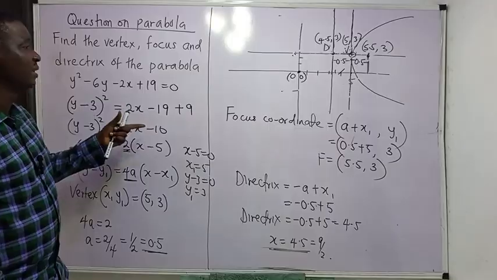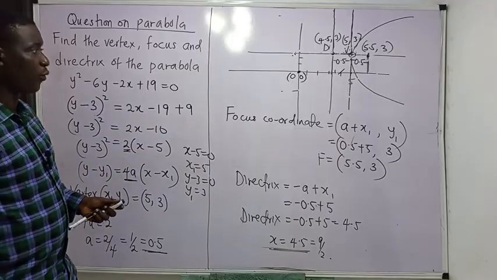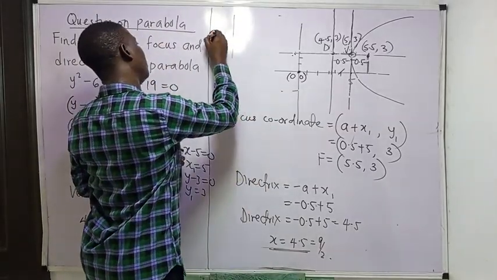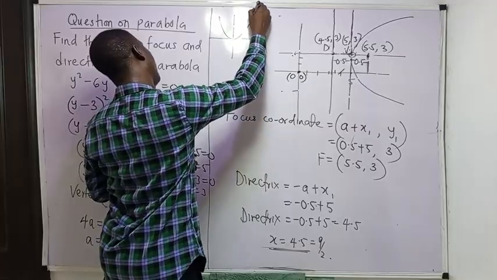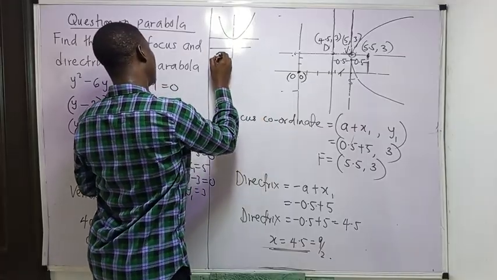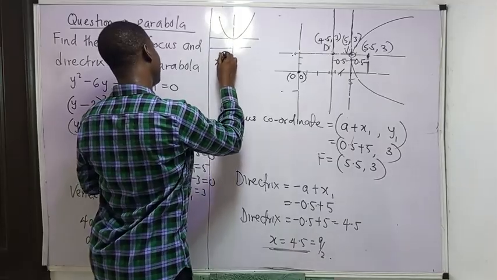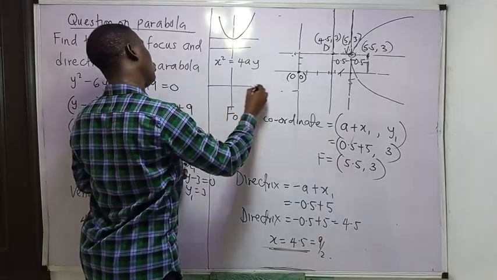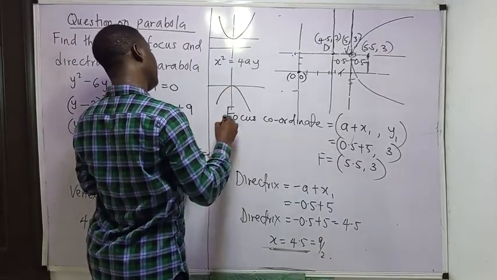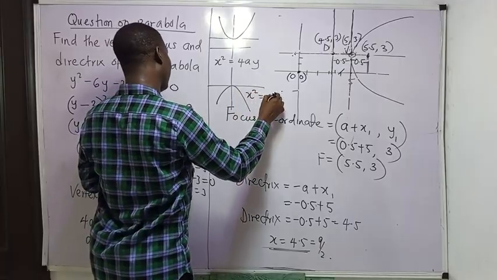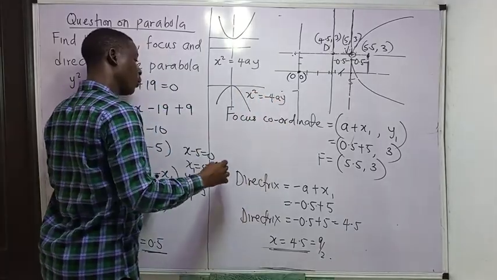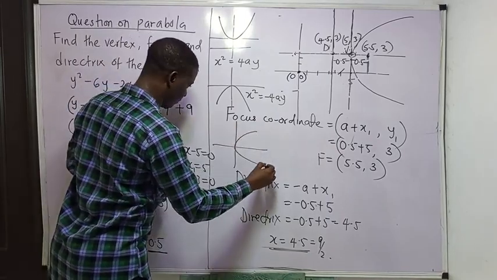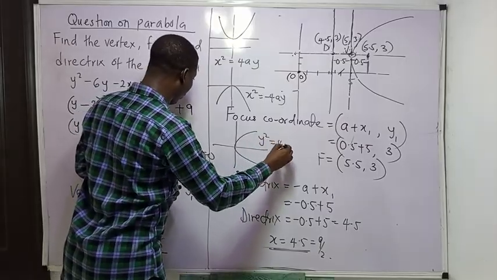You have gotten your vertex. You have gotten your focus. Don't forget to align this. If your curve is open upward, your x square equals 4ay. If it's open downward, your x square equals minus 4ay. But if it's open forward, my y square equals 4ax.